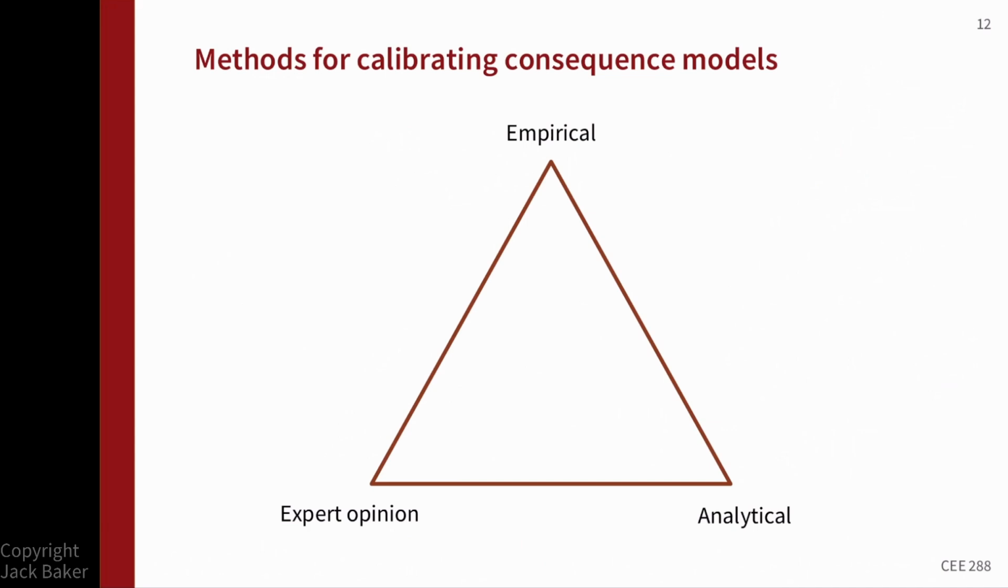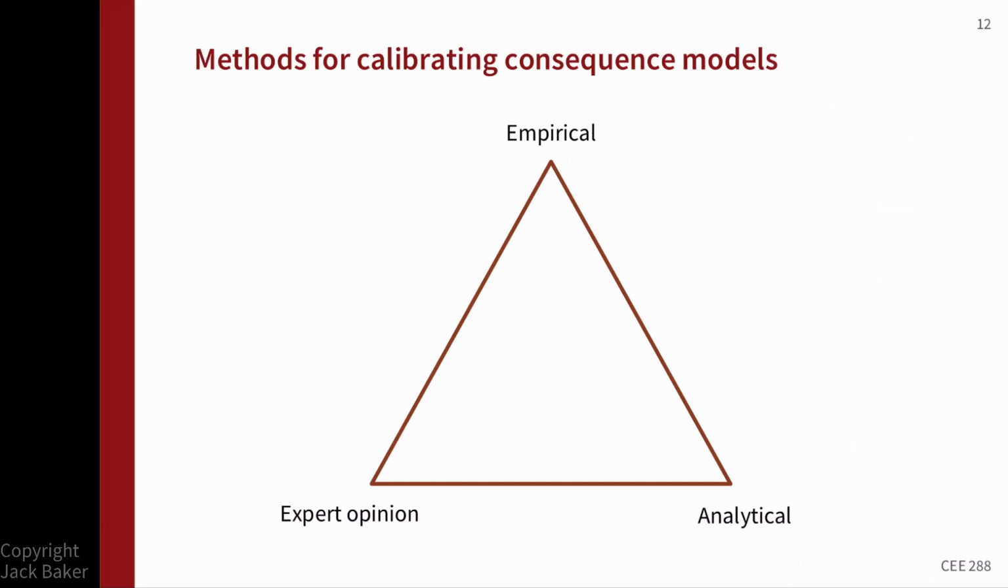And so what we need to do is pick some coefficient values that are representative of the asset that we're studying, right? And there are three general categories I want to talk through in this video of how to calibrate those consequence models. We can do this empirically with observed data. We can do it analytically using computer simulations or some sort of analysis, or we can use expert opinion. You can use judgment to try to infer these. Those are three specific methods.